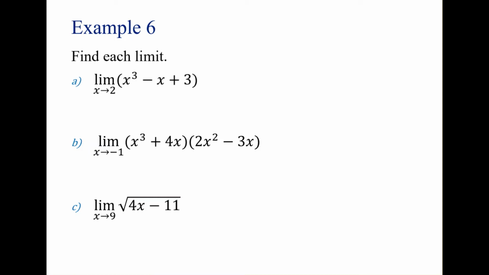Find each limit. Part A, the limit as x approaches 2 of x cubed minus x plus 3. The function x cubed minus x plus 3 is a polynomial. So that means that the limit as x approaches 2 is just going to be the function value at 2, or f of 2. So to compute this limit of this polynomial, we just need to substitute x equals 2 in for x everywhere in f of x.